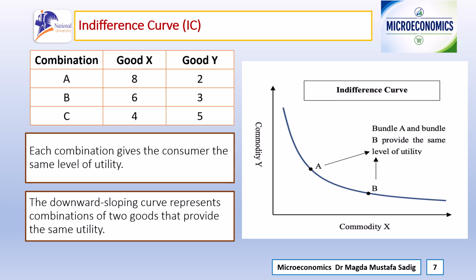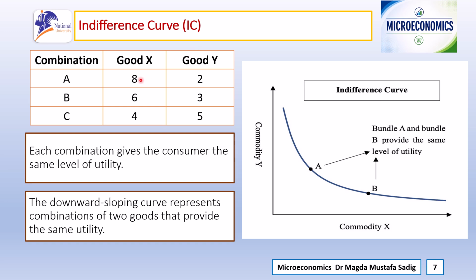Look at this table. We have an example of an indifference curve. Let us examine the table shown on this slide. We have three different combinations of two goods, which we call good X and good Y. This is good X and this is good Y.